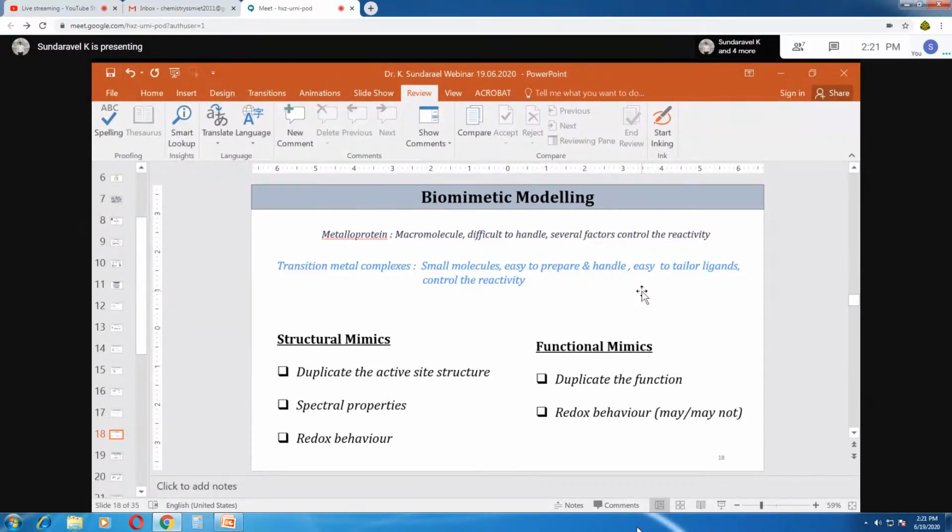One is the structural mimic, another one is the functional mimic. A structural mimic is where we exactly duplicate the active site structure and spectral properties. Sometimes it may align with the redox behavior, but in most cases the redox behavior may vary slightly. In functional mimics, we duplicate the function. We can change the ligand donor arms. Instead of imidazole, we can put pyridine. Instead of carboxylic acid, we can put any other donors. If it is doing the function, then fine. That is the important one.